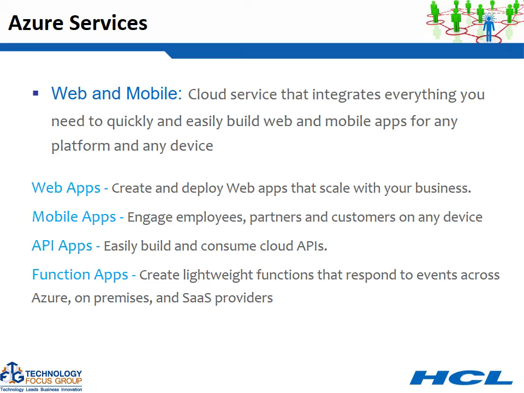The next one we can have a look at is mobile applications. These are for developing applications that can be accessed from mobile phones. Then we have API applications. These are the cloud APIs which can be called from internet. Another one we have is function applications. These are lightweight functions that respond to events across Azure, on-premises and SaaS providers.